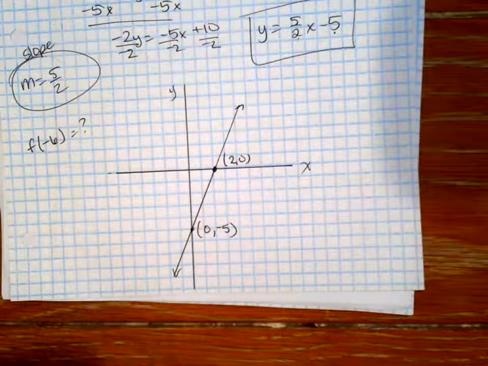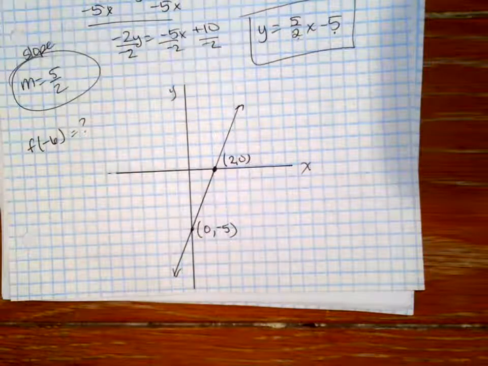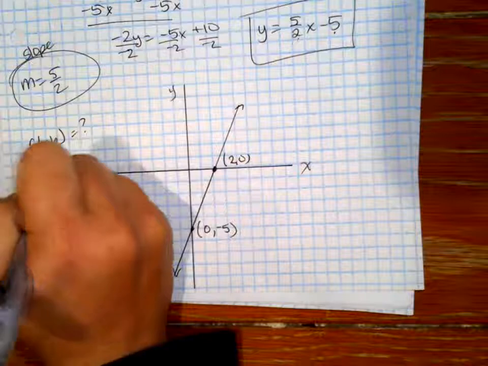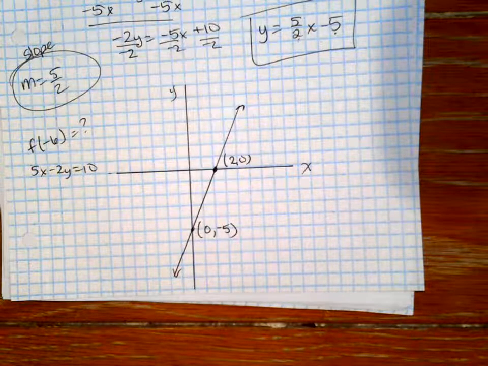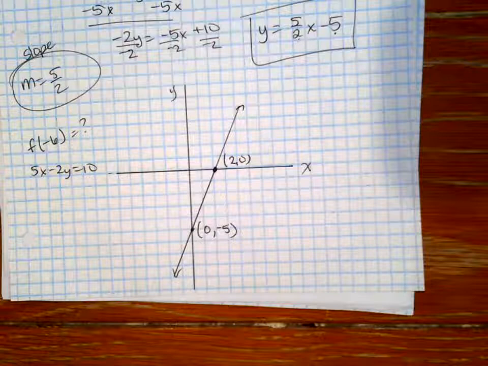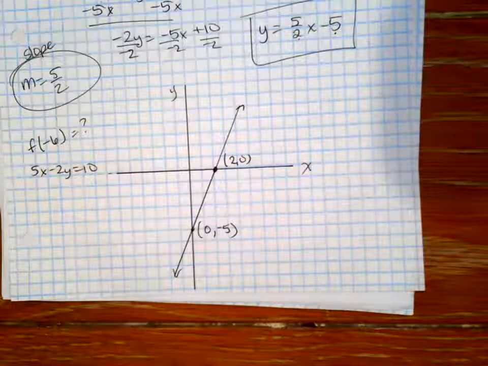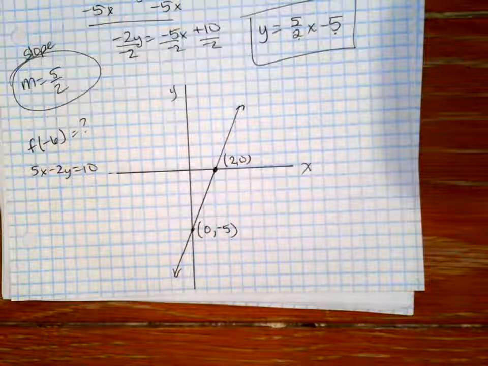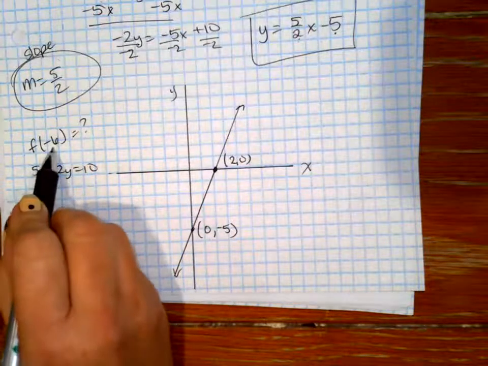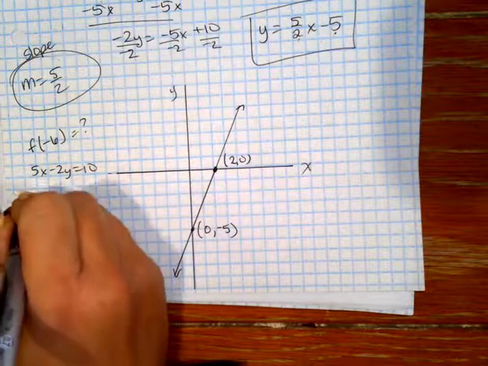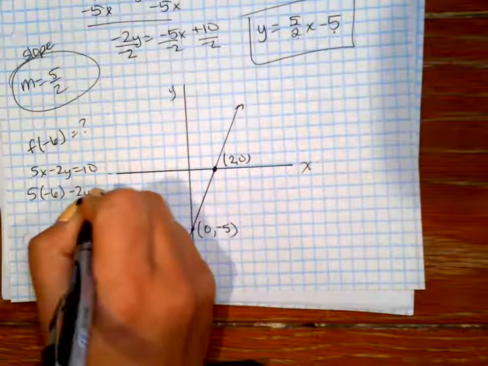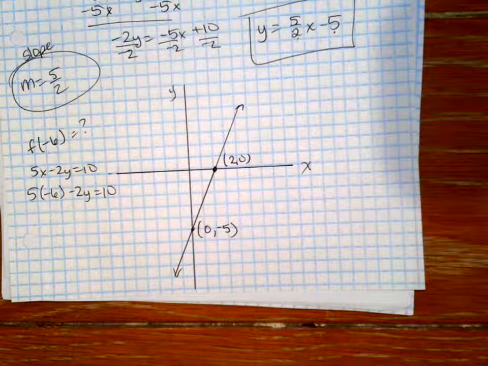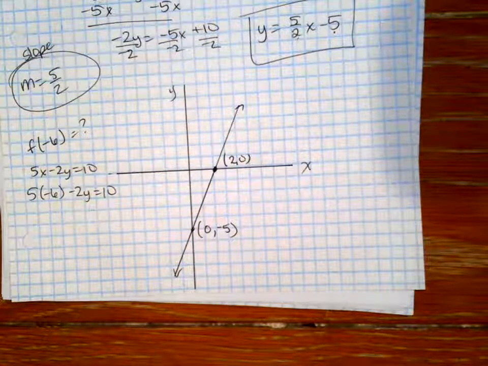Okay, so I'm going to take the standard equation, which was the 5x minus 2y equals 10. It doesn't matter which one you use. I'm going to use that one because there's no fractions in it, even though these numbers are pretty easy, but I know most of you guys don't like fractions. So I'm going to plug this in. That's x. I have 5 times negative 6 minus 2y equals 10.